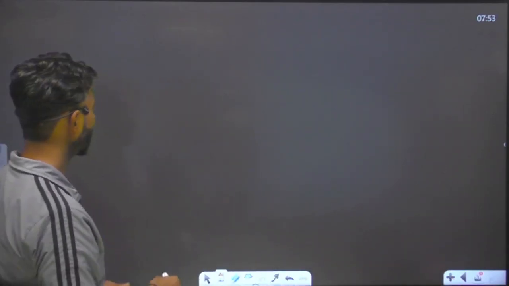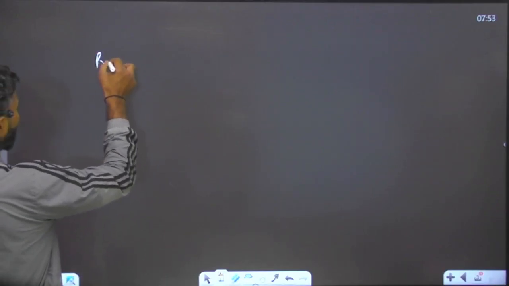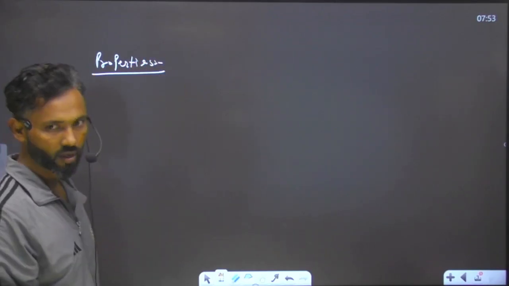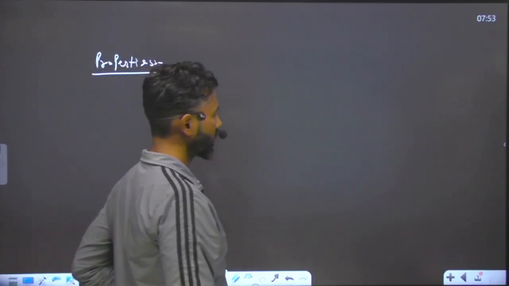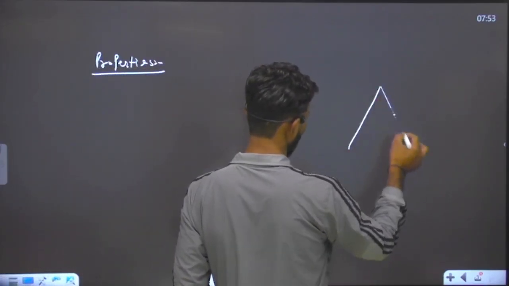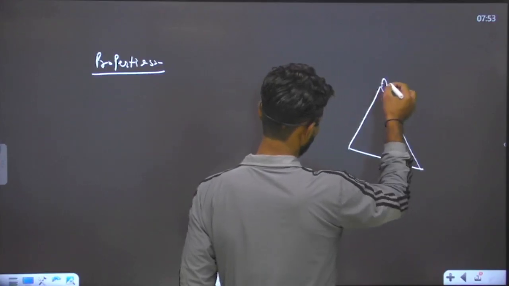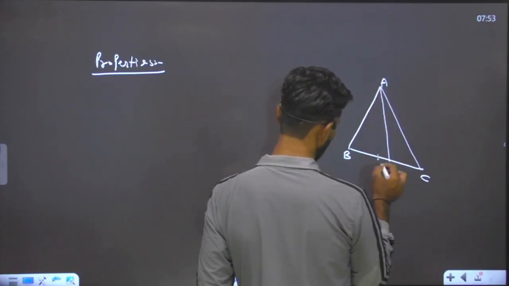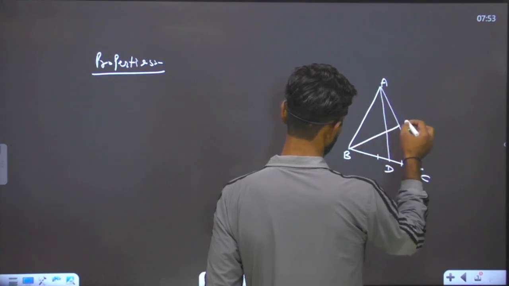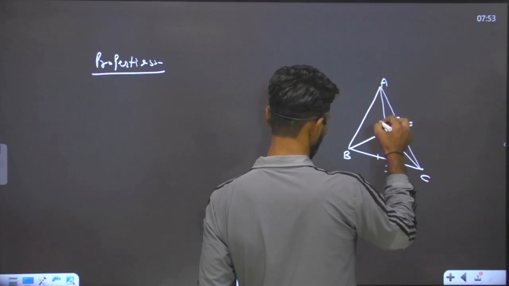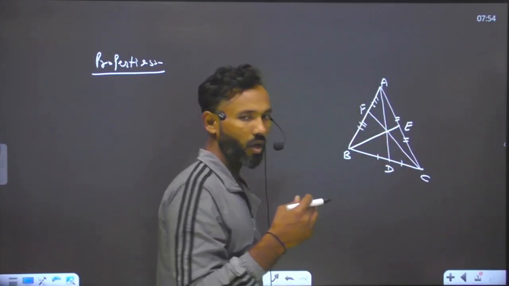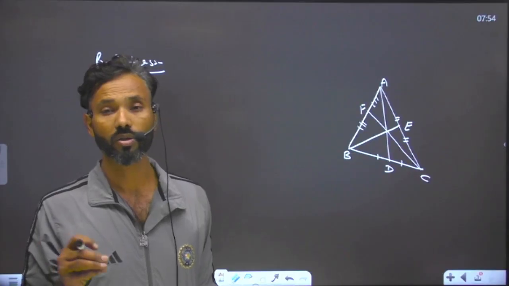Now we will start discussing the properties of the centroid. These are very basic properties and questions have been asked directly based on them, so you have to keep those properties always in your mind. The first property says that a triangle is going to have 3 medians, so I am dropping 3 medians from each vertex. This is median 1, this is median 2, and this is median 3. Each median is going to divide each opposite side into two equal parts.